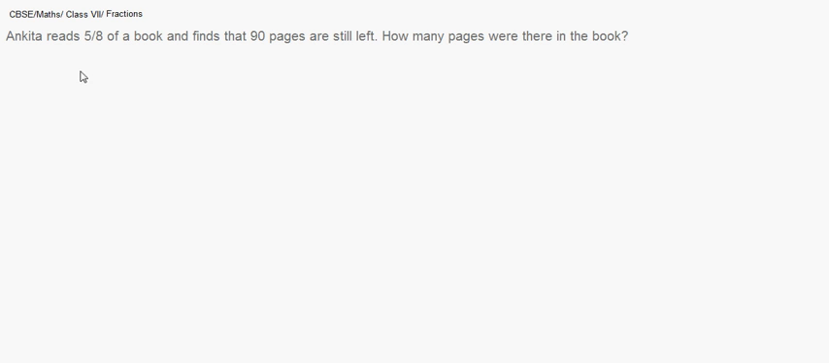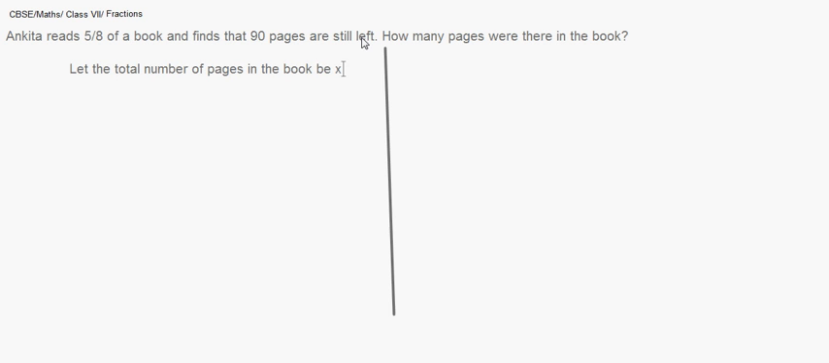See, you can do it in two ways. One is you take the total number of pages to be 1, or you can take the total number of pages to be x. I'm taking the first one as x. Take the total number of pages in the book be x. So let's write what it says. That means Ankita has read 5/8 of that book. So she has read 5/8 of x pages of the book.